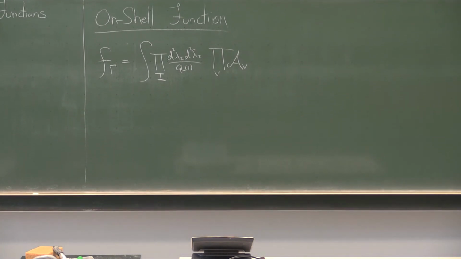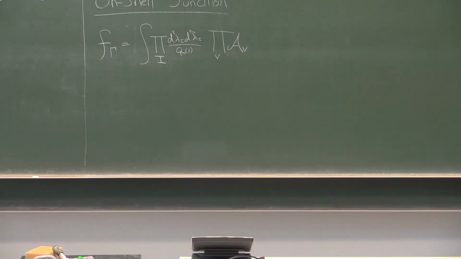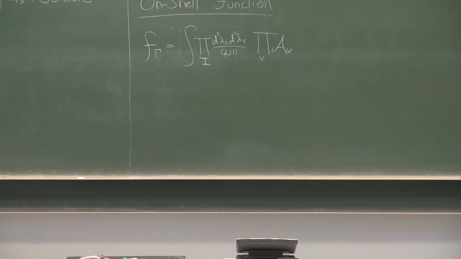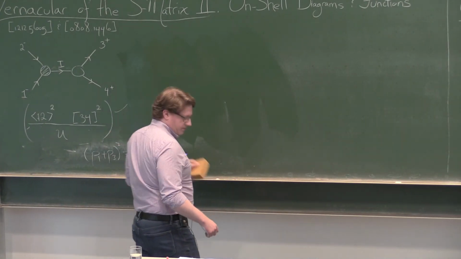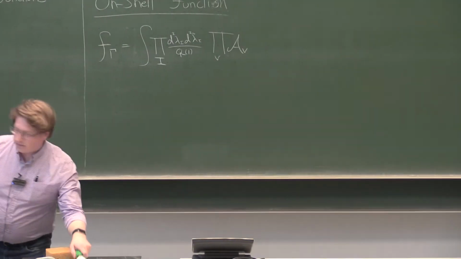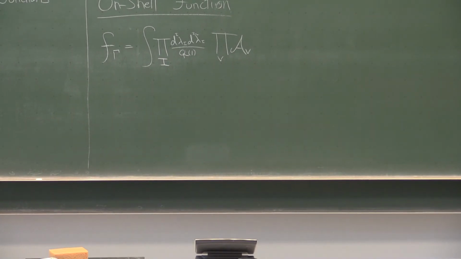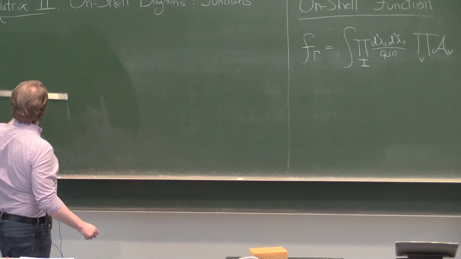So, examples of other on-shell diagrams. This is a pretty trivial on-shell diagram. It's probably the most important one, the kind of baby diagram. Okay. So I just want to draw a few more.